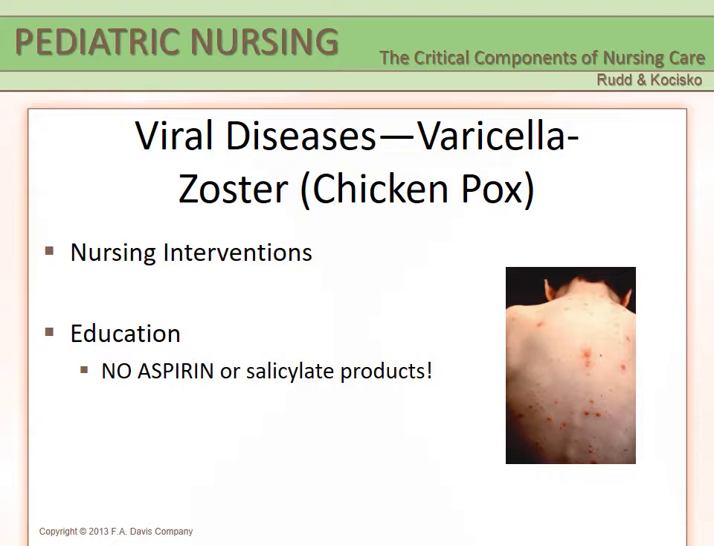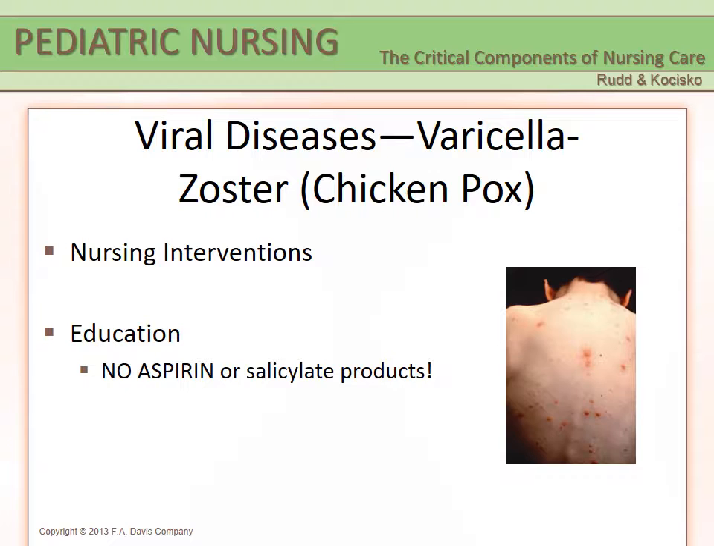So chickenpox, very common childhood virus here. Biggest thing with chickenpox is it is contagious 1 day before the rash appears, while the rash is spreading, and until all the vesicles have crusted over. So they are contagious from 1 day before the rash appears all the way until all the vesicles all over the body have been crusted over.